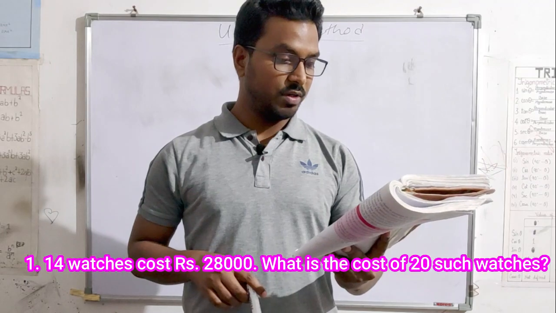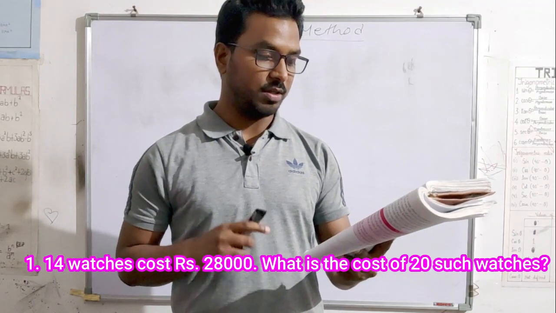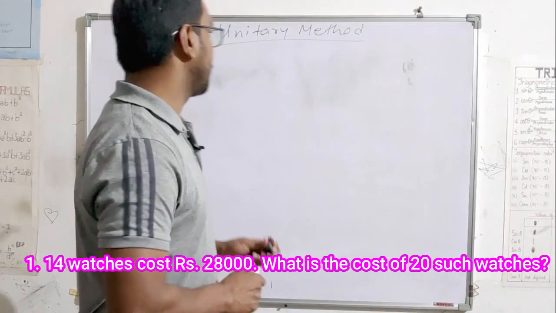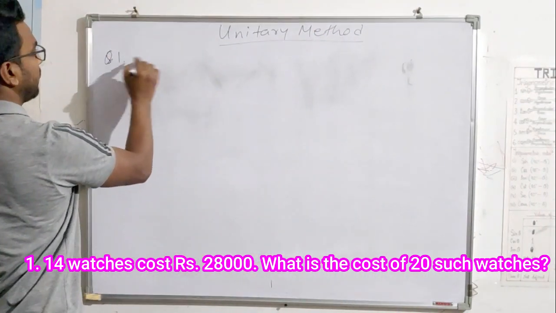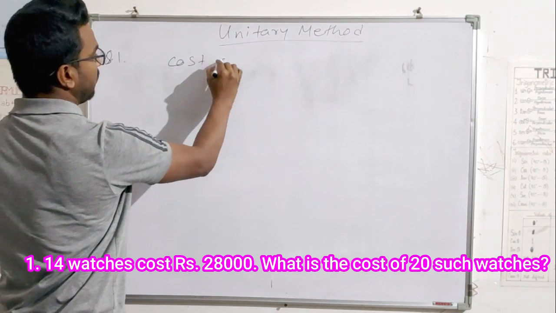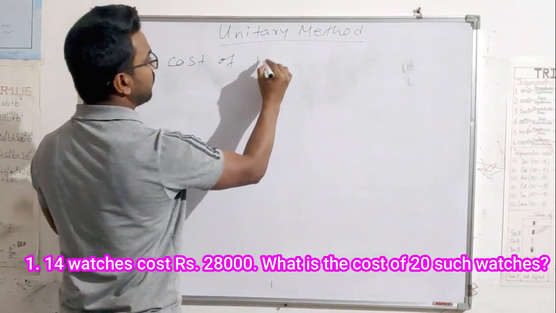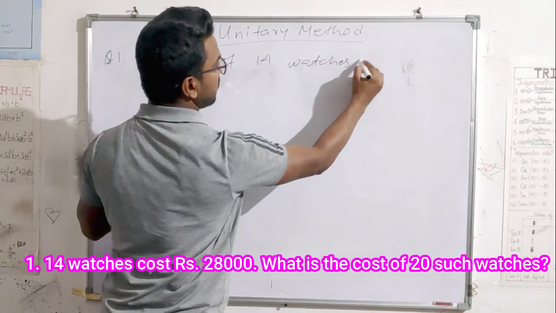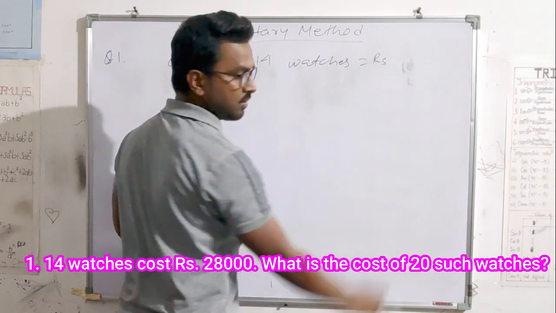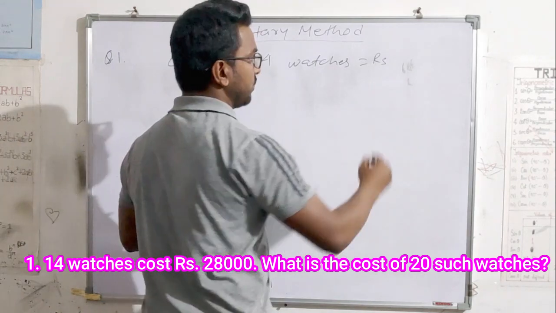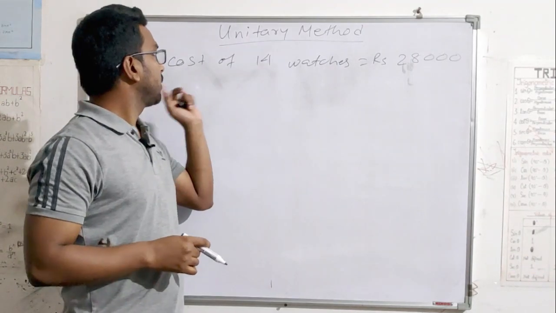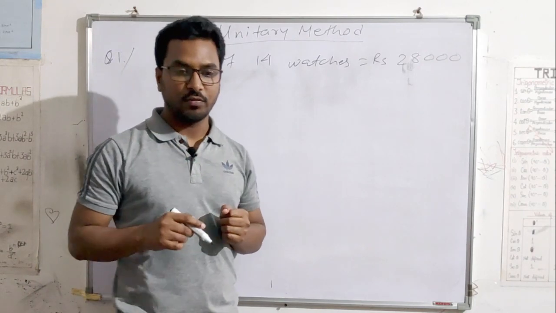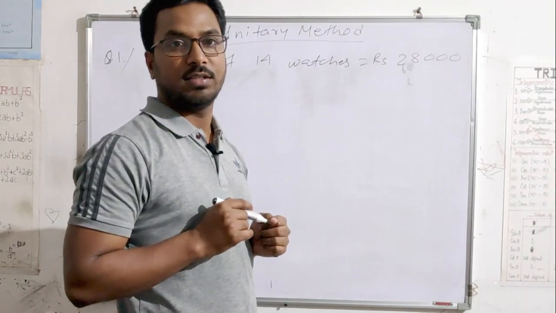The first question is: given 14 watches cost 28,000 rupees, what is the cost of 20 such watches? So, question number 1. It is given that the cost of 14 watches is equal to rupees 28,000. So you have to find the cost of 20 watches.